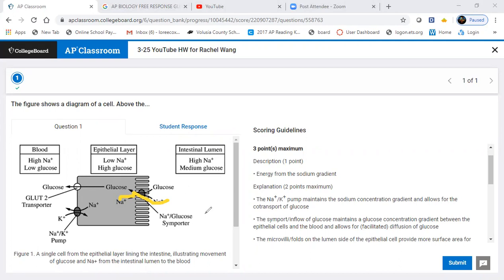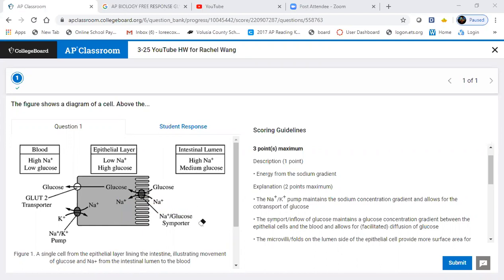We don't see the word pump. We don't see the words active transport. We don't see anything like that. The only thing that we see is that symporter. So when we see that symporter, it means that the sodium is helping move the glucose. It's symporting it, the type of co-transporter. So that ATP answer is out the window there.